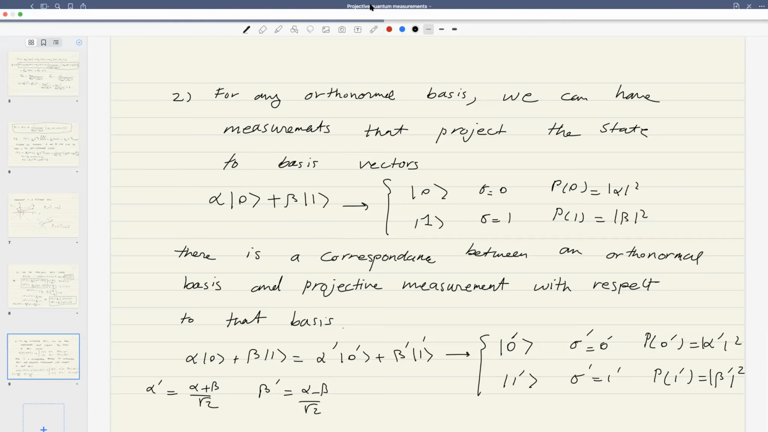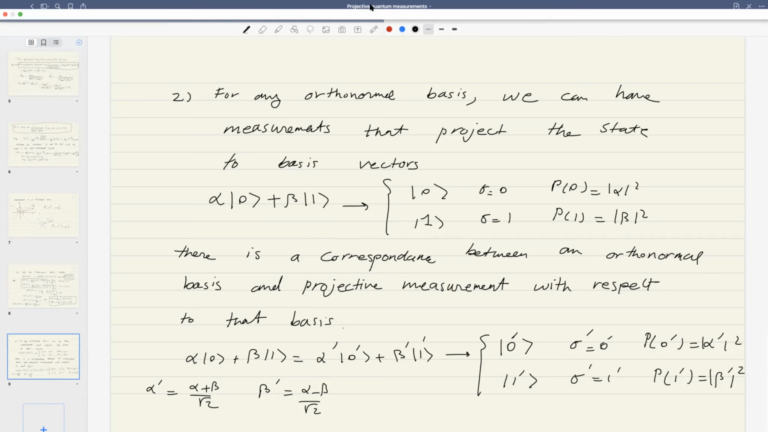So today we talked about quantum measurements. There were 3 topics. We reviewed the standard measurement that we had talked about before. We made it a little bit more precise in terms of getting the post-measurement state, which is essentially projection to one of those basis vectors.